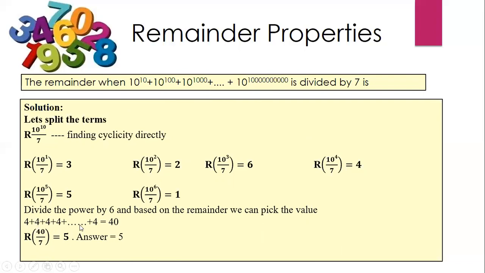Our value is going to be 4 plus 4 plus 4 and so on, so 10 fours will be there. So 10 fours will give me 40. 40 is greater than 7, so again we need to divide this 40 by 7 and we get remainder 5.